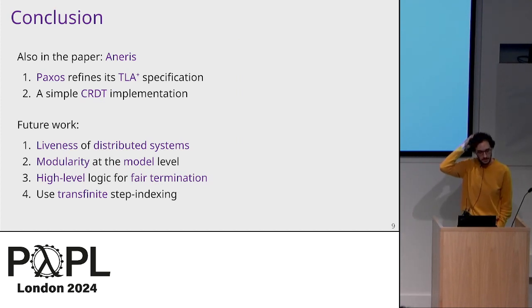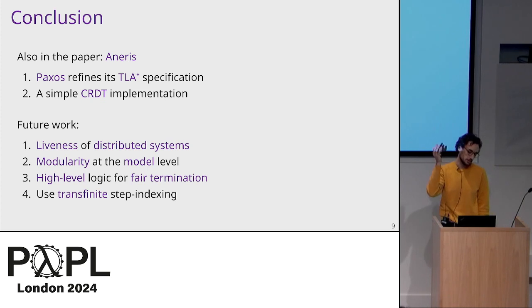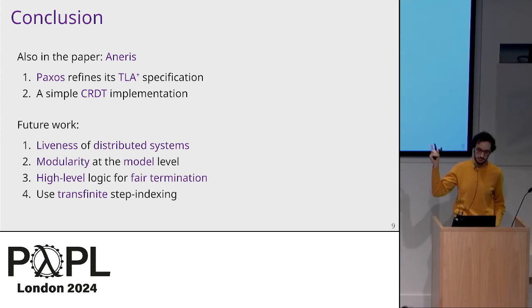So here I only talked about Ferris, but in the paper we have this other Aneris instantiation. The main example is that we have an implementation of single-decree Paxos, and we prove that it refines an off-the-shelf TLA+ specification that we've translated by hand. Of the future work, I would just talk about the fact that we're working on merging the two and having liveness of distributed systems, and Jonas is doing this.